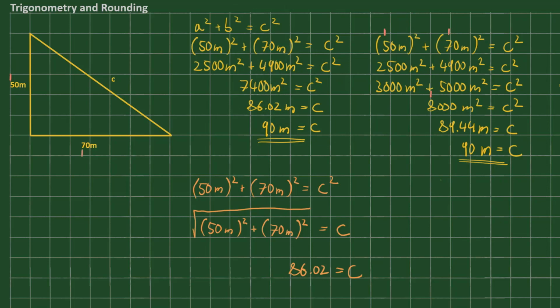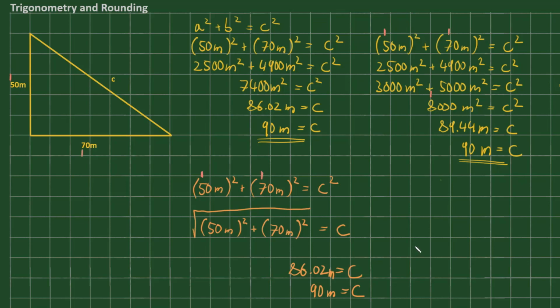At the end, I do the same analysis of significant figures that I have done previously. This entire calculation depends on values that have only one significant figure. Therefore, my result should be rounded to one significant figure. 86.02 meters rounded to one significant figure gives me 90 meters. So I can say that c, when rounded, equals 90 meters.